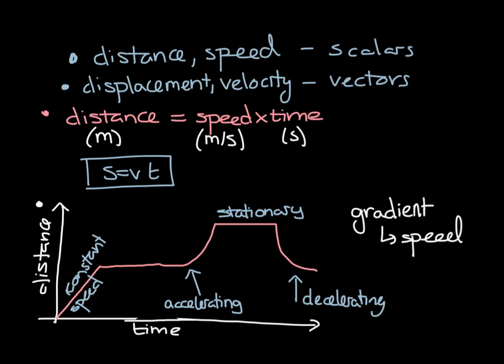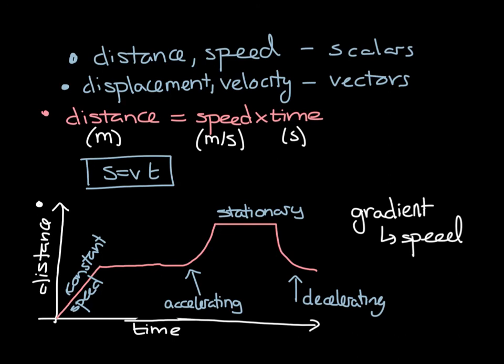So, to summarise, we know that distance and speed are scalar quantities that only have a magnitude. We know that displacement and velocities are vector quantities, they have a magnitude and a direction. We've been introduced to this equation, distance equals speed times time, with the symbols S for distance and displacement, V for speed or velocity, and T for time. And we're measuring distance in metres, speed in metres per second, and time in seconds.